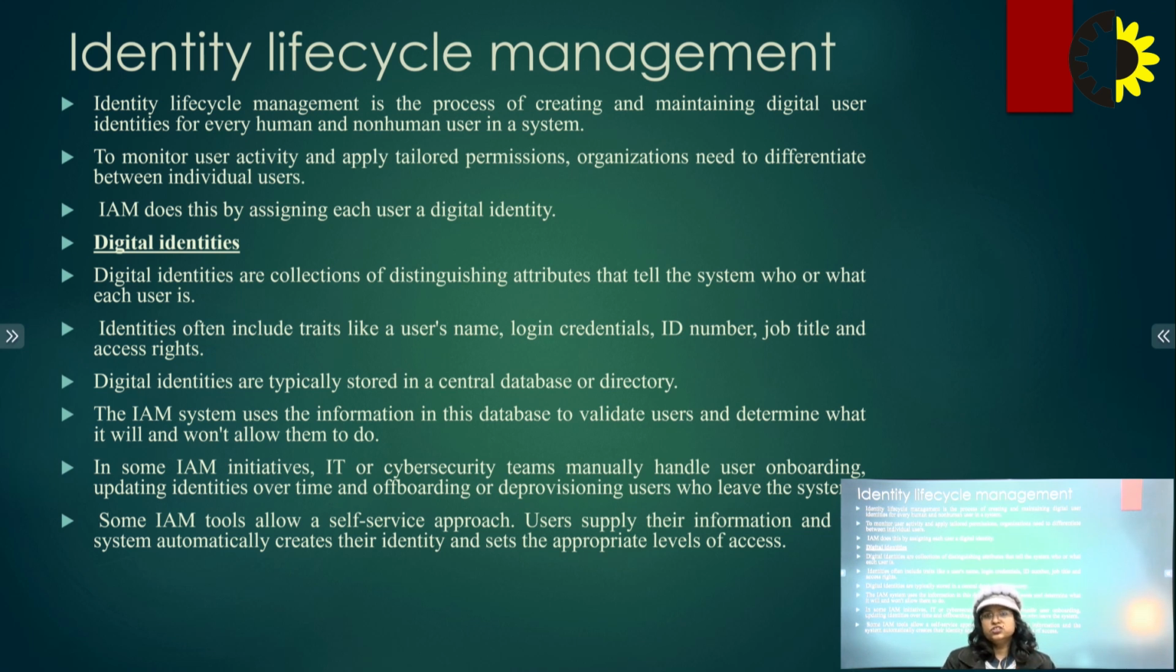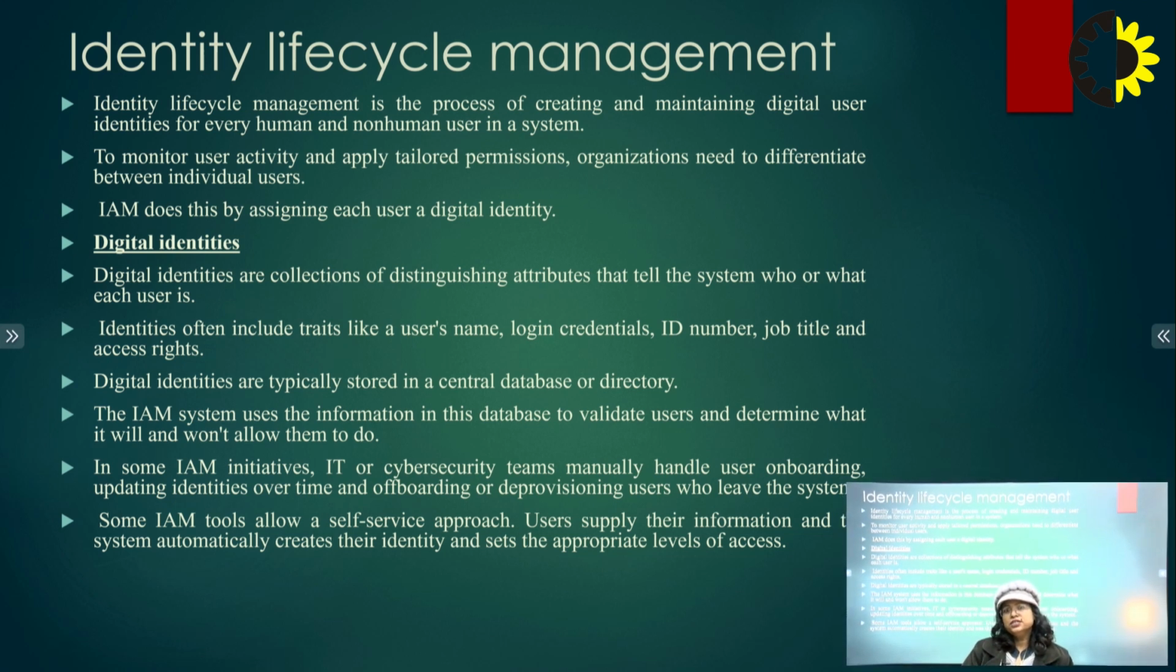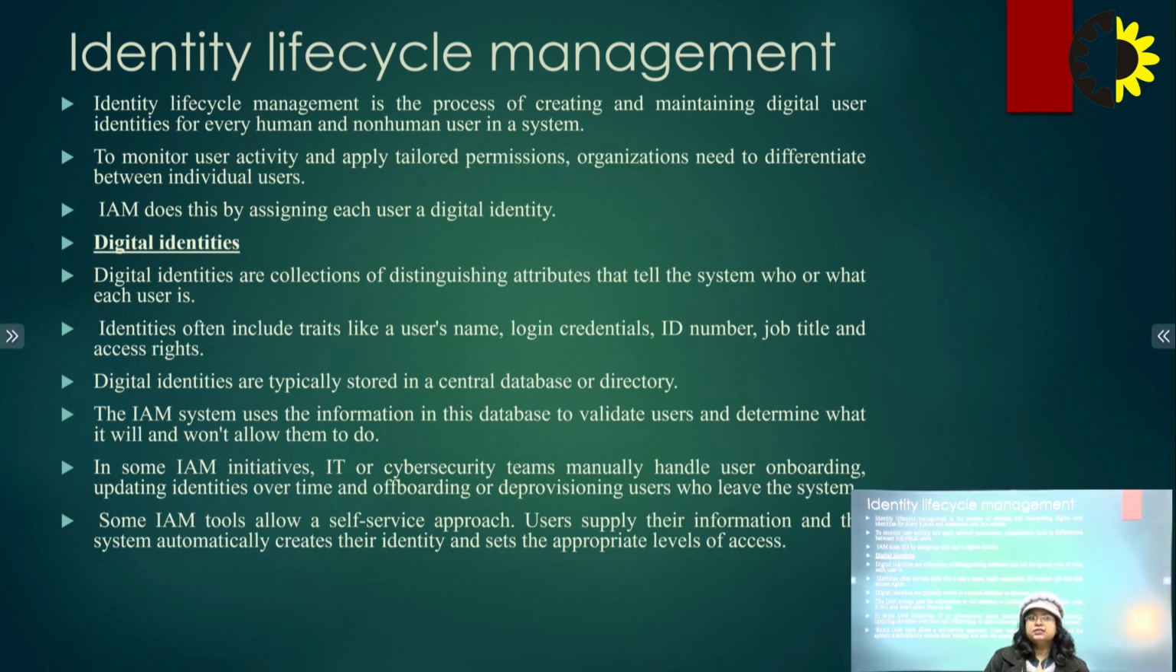Organizations need to differentiate between the individual users. By this digital identity, we can identify the individual user of the organization. So the IAM does this by assigning each user a digital identity. So what is this digital identity? Basically, digital identities are the collection of distinguishing attributes that tell the system who or what the user is.